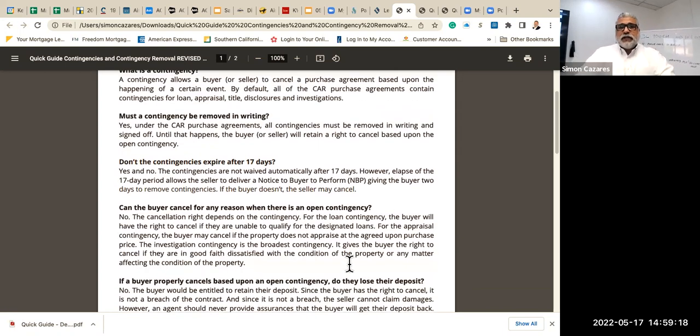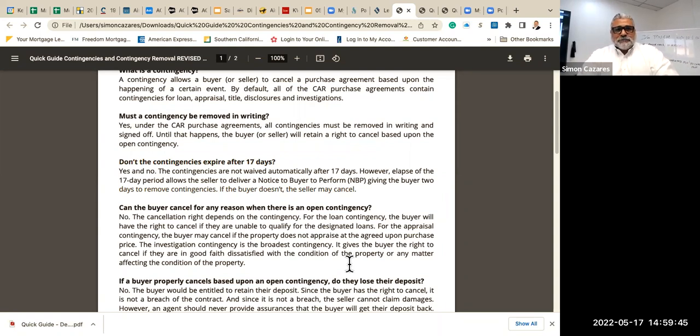Must a contingency removal be in writing? Okay, the answer is yes. Yes, it must be in writing. Anything and everything that we do, ladies and gentlemen, must be in writing. Anything verbal will not hold water if we have to escalate it to arbitration or even possibly court. You must have a paper trail.